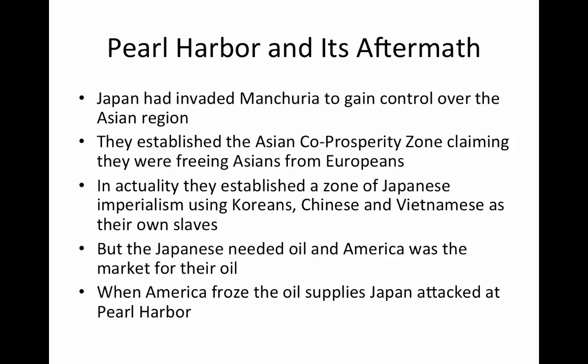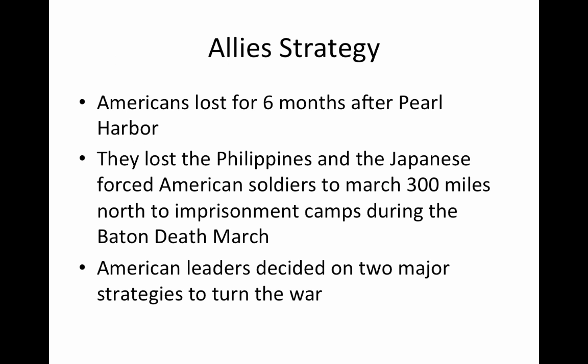The problem for Japan was they needed oil, and America was the market for their oil. And America had frozen the oil supplies and would not allow Japan to get access to it. And that's what caused Japan to decide that they were going to attack at Pearl Harbor. So once that happens, America declares war on Japan. Japan's ally, Germany, declares war on America, so we declare war on Germany, and now we need a strategy to deal with this. For the first 6 months, America lost battle after battle after Pearl Harbor.